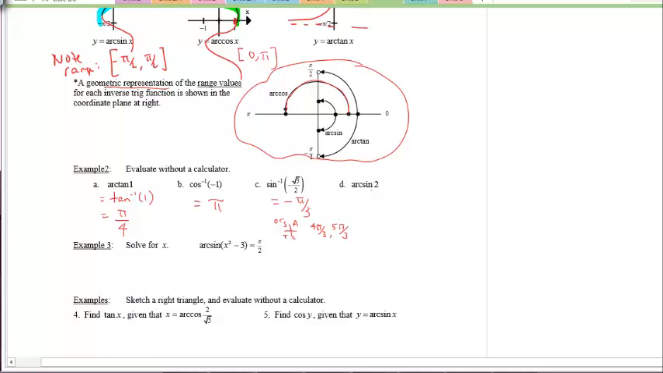The last one, arc sine, is 2. Well, remember, 2 is outside the domain of negative 1 to 1. So therefore, this does not exist. Okay.